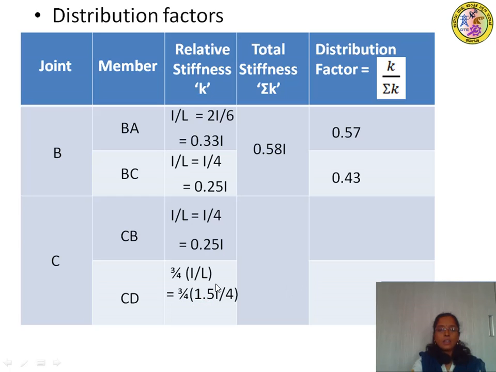3/4 of I in this case is 1.5I, and the length is 4 meters. If you calculate it, it will be 0.28I. So the total stiffness at joint C is 0.25I plus 0.28I, which is equal to 0.53I. Now the distribution factor for CB is 0.25I divided by 0.53I, which is equal to 0.47, and for CD it is 0.28I divided by 0.53I, which is equal to 0.53. If you add the distribution factors at each joint, they should be equal to 1.